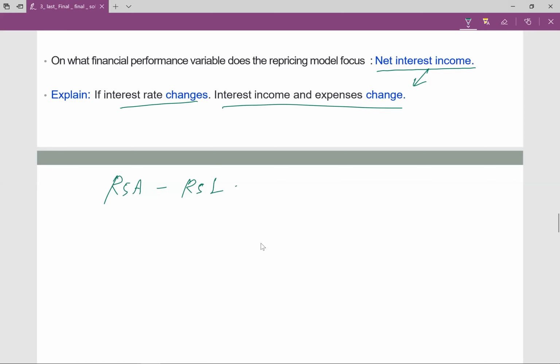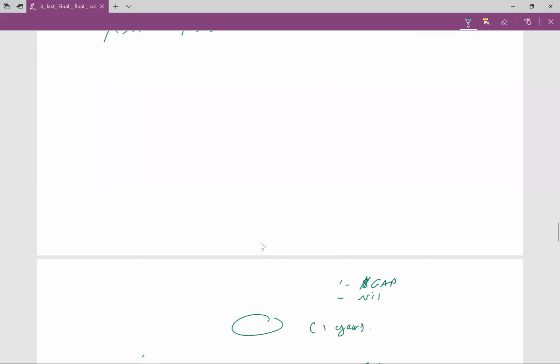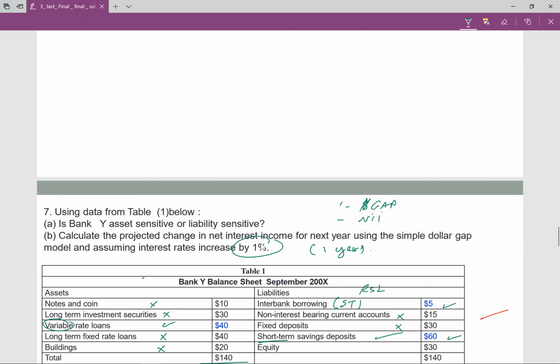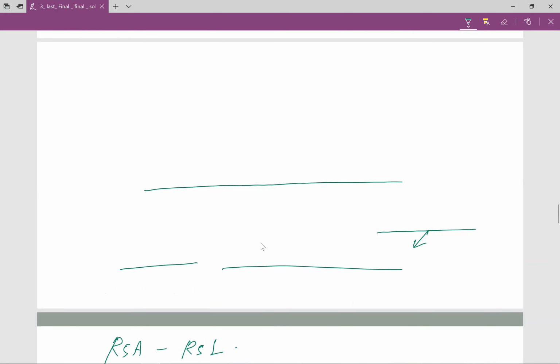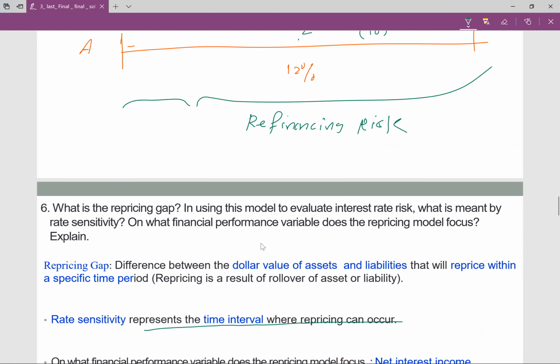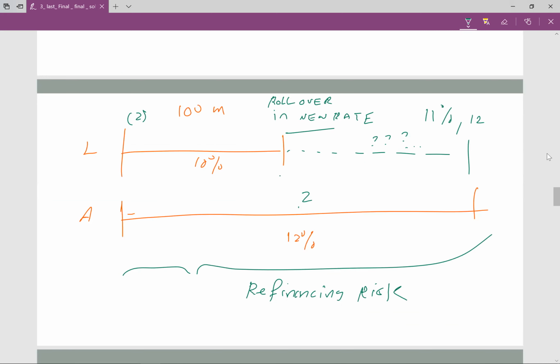Yeah, we don't have to include the 10 years. I just gave it as an example, when we talked about the risk sensitive assets and risk sensitive liabilities. I don't have to include this one. The example I made is 1 year and 2 years.